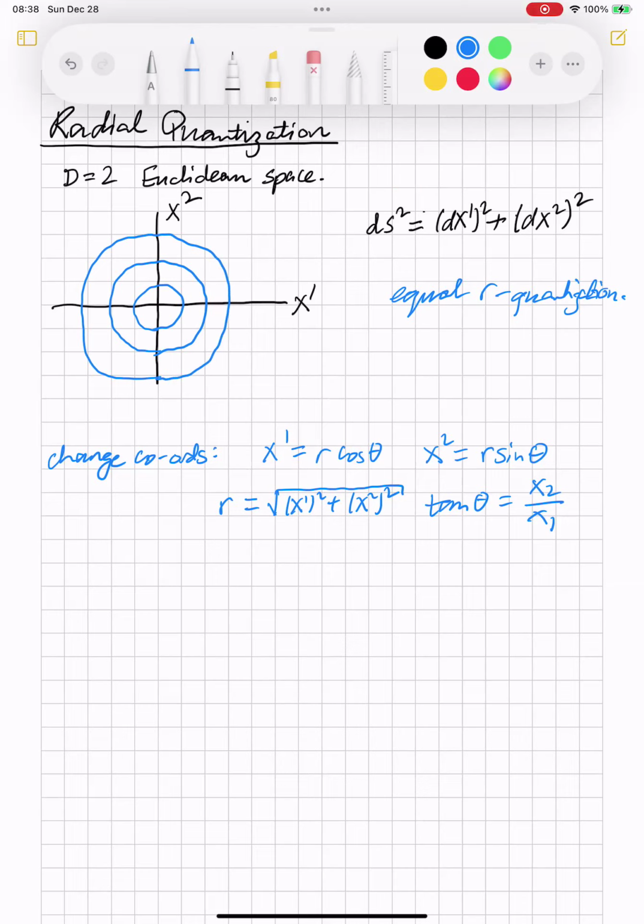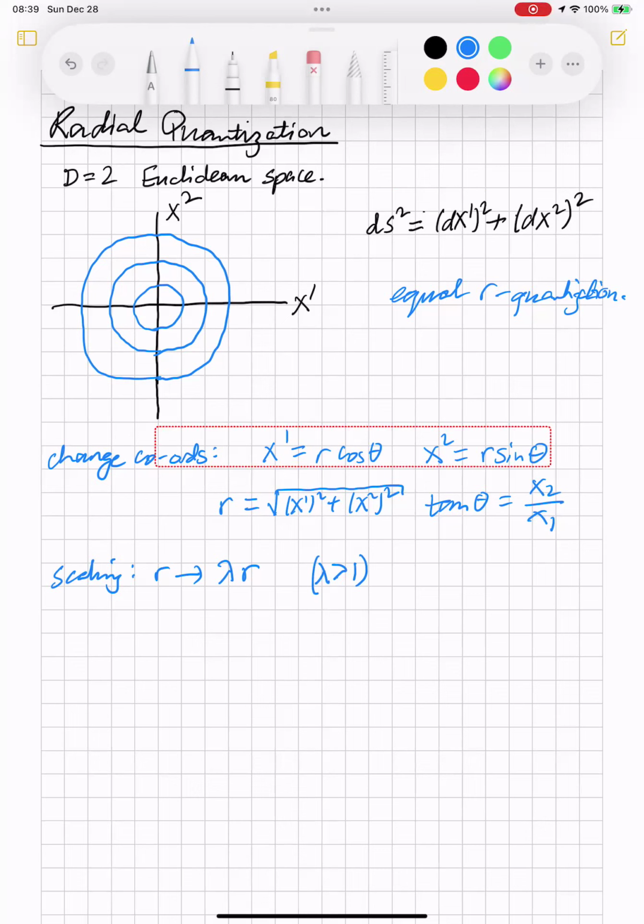To each such surface in classical physics, we would associate a phase space. If we were doing non-relativistic quantum mechanics, to each surface we would associate a Hilbert space. And in quantum field theory, to each surface we would associate a Fock space. If we look at a scaling, what a scaling will do, it'll take r into lambda multiplied by r. And if we have lambda greater than 1, we can choose that, then we'll actually scale from a smaller equal r surface to a bigger equal r surface.